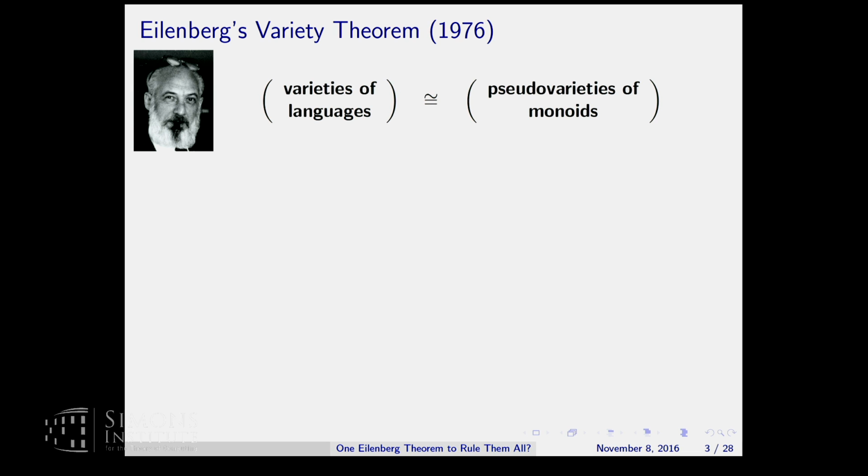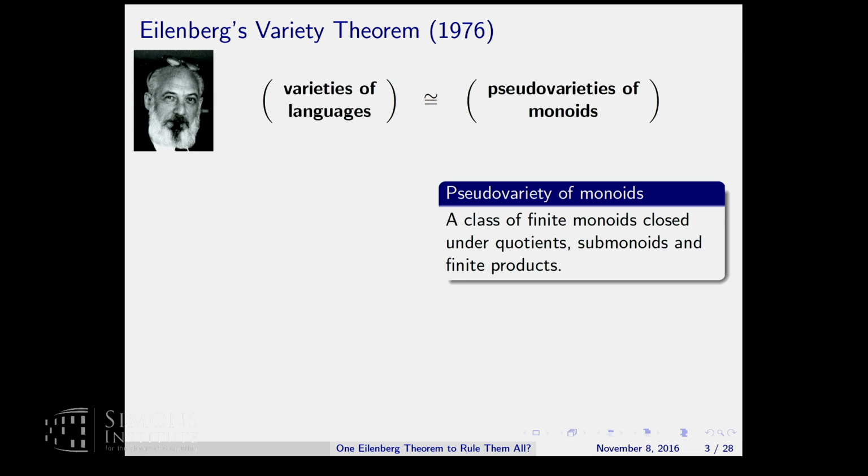So what are these things? So pseudo-varieties of monoids are almost like Birkhoff varieties of monoids, except that you put the word finite in two places. So first of all, you consider finite monoids, and a pseudo-variety is a class of finite monoids that's closed under quotients, submonoids, and finite products. So the two occurrences of finite is the difference to Birkhoff varieties.